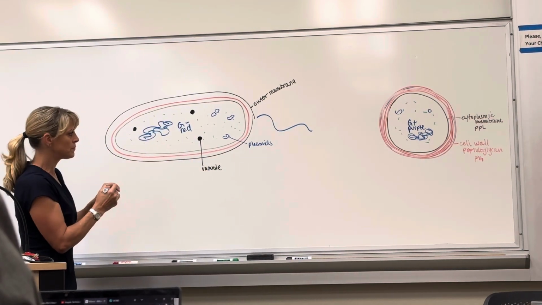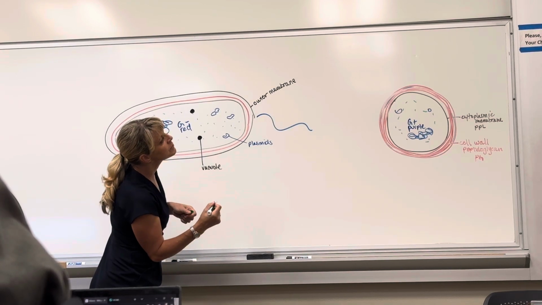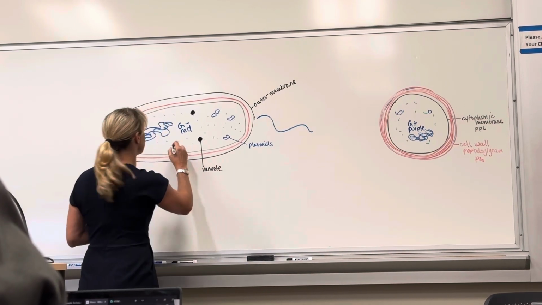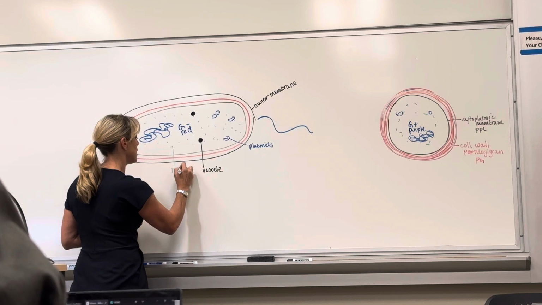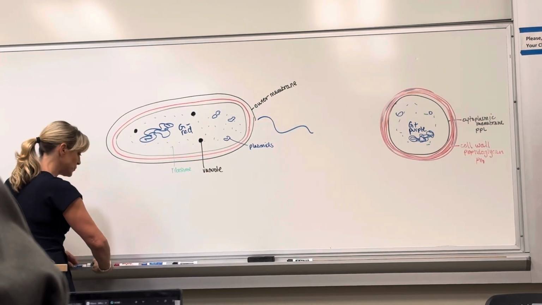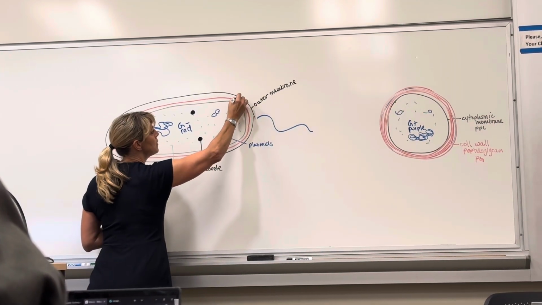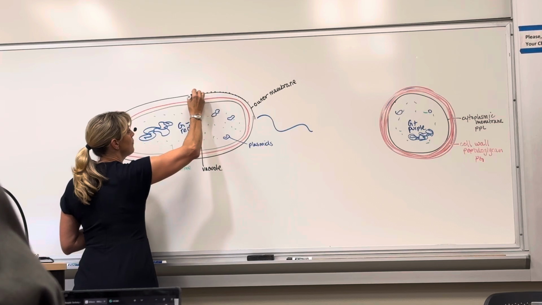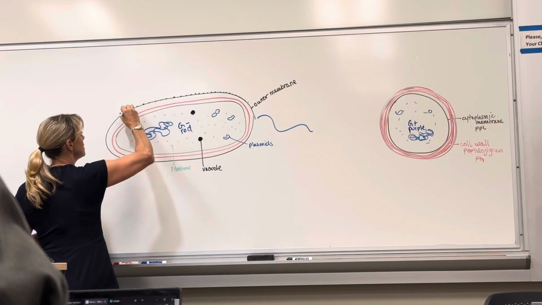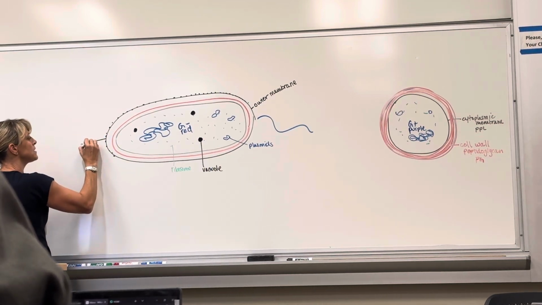Those are ribosomes. What else am I missing? Ribosomes, cytosol, S-layer, plasmid. Okay, so let's talk about what's on the outside. Don't forget that this outer membrane of gram-negative bacteria is a phospholipid bilayer.